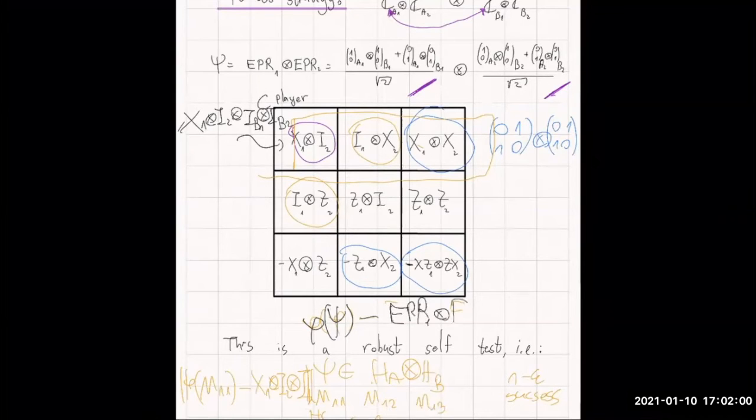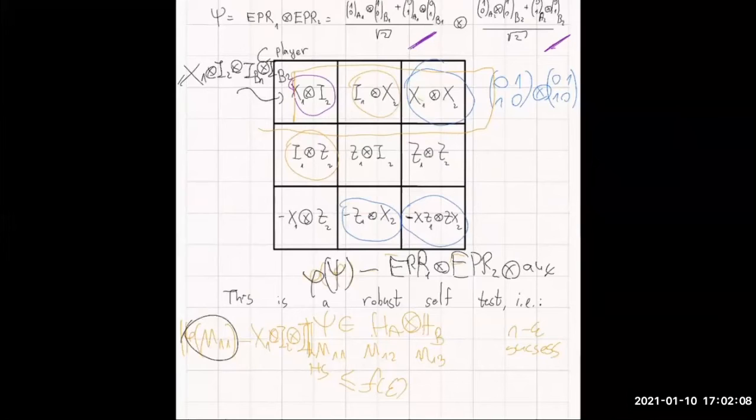EPR1 tensor EPR2 tensor some rubbish. And the point is that the MIJs do nothing. They don't measure the rubbish. They almost do nothing to the rubbish in some sense, because they are only close to the things. The fact that I took here IK means that the MIJs almost do nothing to the auxiliary part. Anyway, this is the kind of stability result that is needed in the games industry.